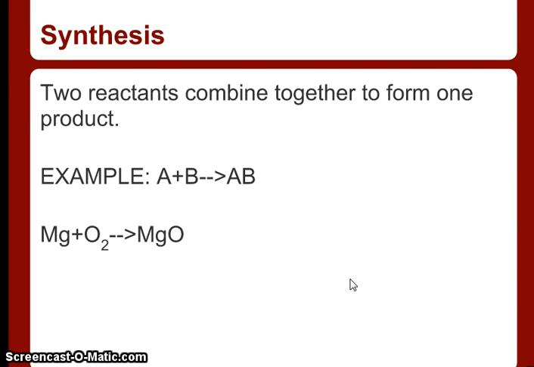The first type of reaction is synthesis, and this happens when two reactants combine together to form one product. An example of synthesis is Mg plus O2 forms into MgO.